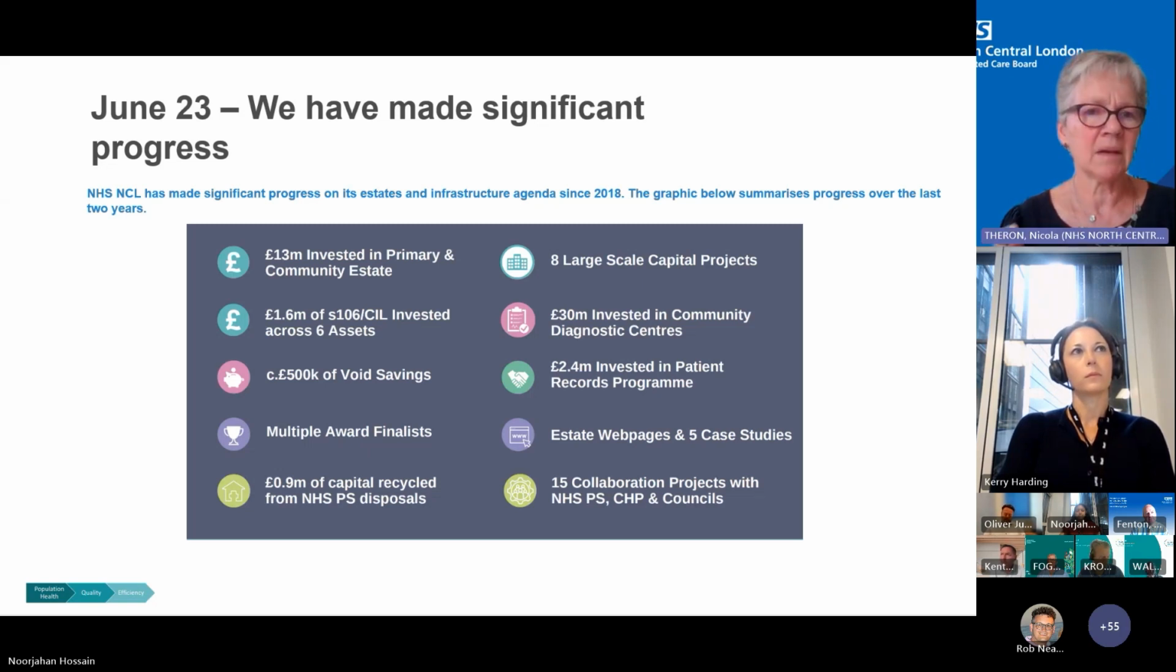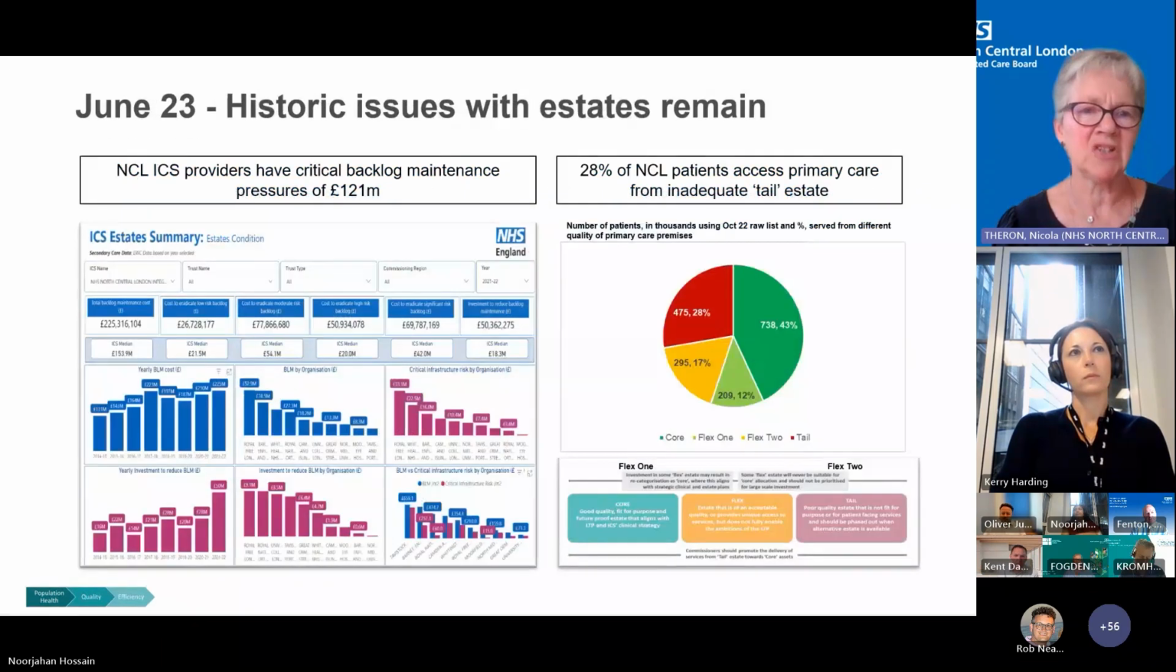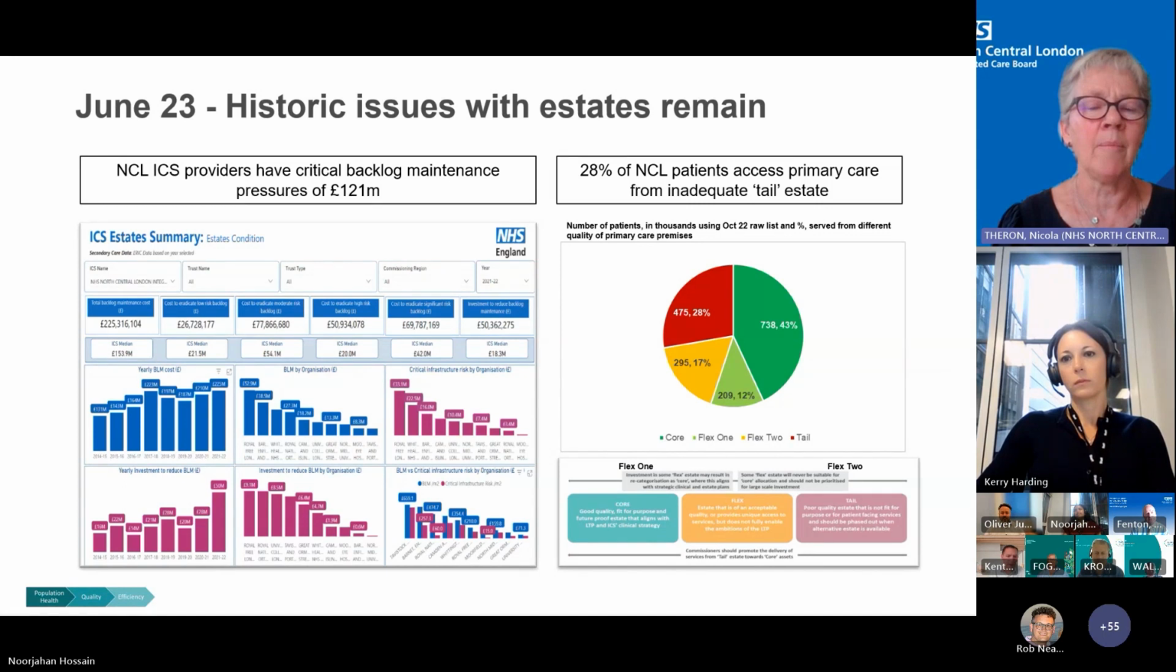So my next slide just picks up some of those challenges, reflecting similarly to what Paul was talking about. So we have 121 million of backlog across our 12 trusts. That is a serious issue for us. That is critical backlog. That is fire. That is M&E. That is covered structural. We haven't got a RAAC issue, but there is a significant problem that we need to manage and, importantly, need to understand better.